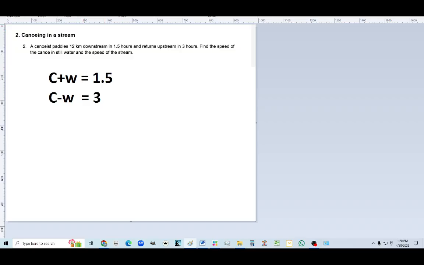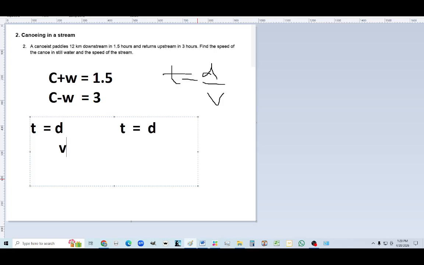So we have to figure out a time formula. Same as last time: since velocity is equal to distance over time, time is equal to distance over velocity. The distance is consistent each time. So we do one equation. Time is equal to distance over velocity for when he goes downstream, and then we just fill it in. And time is equal to distance over velocity when he goes upstream, and we just fill it in.